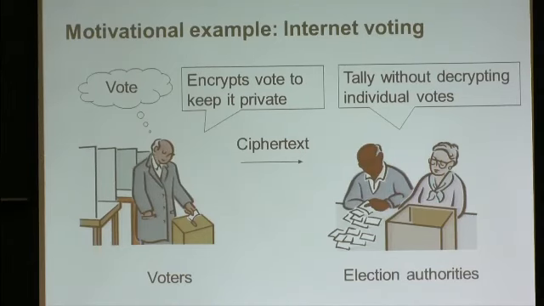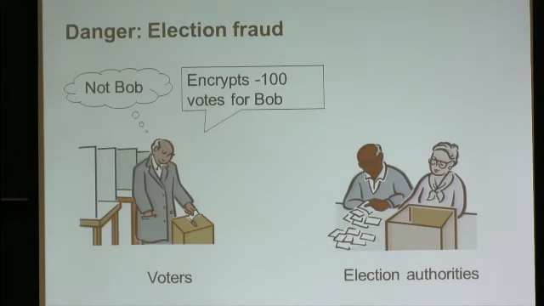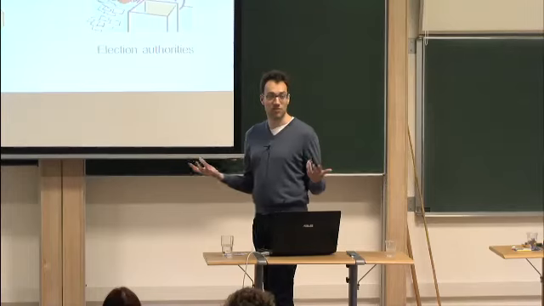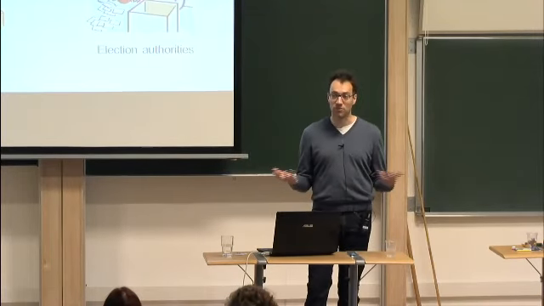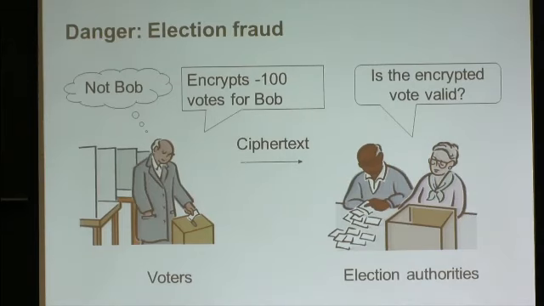Now, this is fine for keeping the vote private for the individual voters, but there's a problem in the sense that you may actually have election fraud. Suppose the voter just really dislikes Bob. The voter might encrypt something like minus 100 votes for Bob. This is not something that the election authorities would be able to check, because it's encrypted and they can't see what's inside. They don't decrypt individual votes, they just decrypt the result. So they might very reasonably ask, is this encrypted vote actually valid or not?